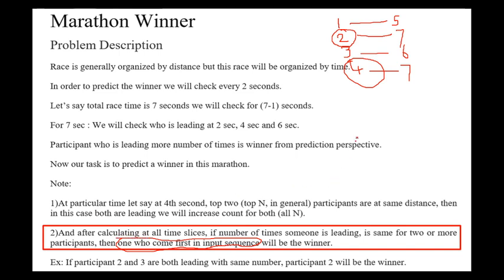In your input sequence, first they'll give the details for participant 1, then participant 2, participant 3, participant 4. So who comes first in the input sequence? Participant 2 comes first. Is that clear? Based on the input order, the second participant comes first, so your winner will be the second participant. That is what they have said in the example: if 2 and 3 are leading, then participant 2 will be the winner, because participant 2 comes first in the input sequence. So this is the question.